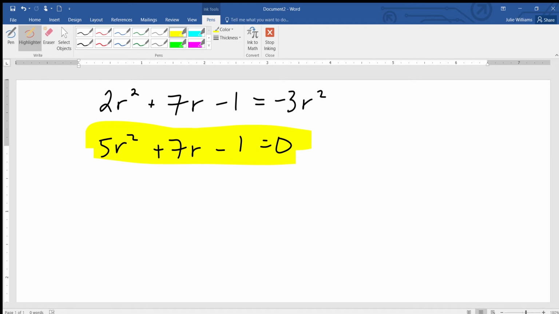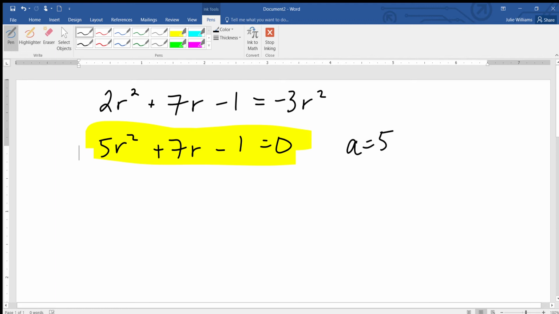You guys know that I expect you to write out your a, your b, and your c. Let's start just like we did in lesson 1. So a is equal to 5, b is equal to 7, and c is equal to negative 1. That's important there, negative 1.